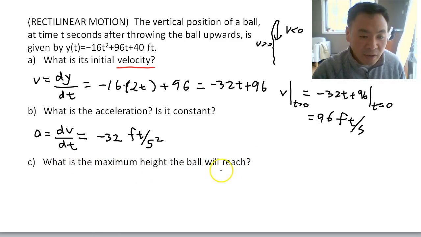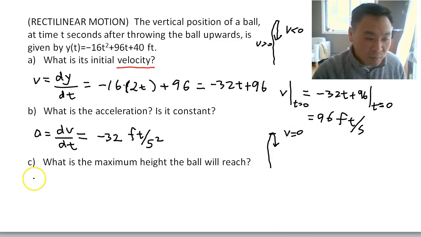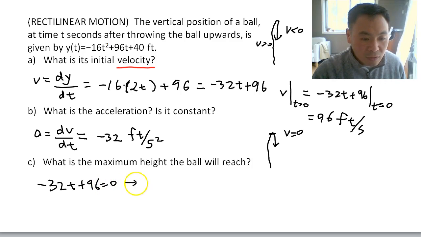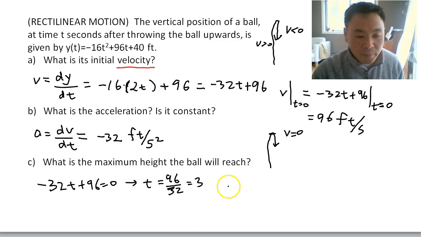Question C, what is the maximum height the ball can reach? We're looking at this ball going up, and at some point it's going to turn around and fall back. This is the point where it's highest, and when it turns around, the velocity becomes 0, and that's the one you want to use to figure out when this happens. So let's set the velocity equal to 0: -32t + 96 = 0. Solving for this, you get t equals 96 divided by 32, which equals 3.